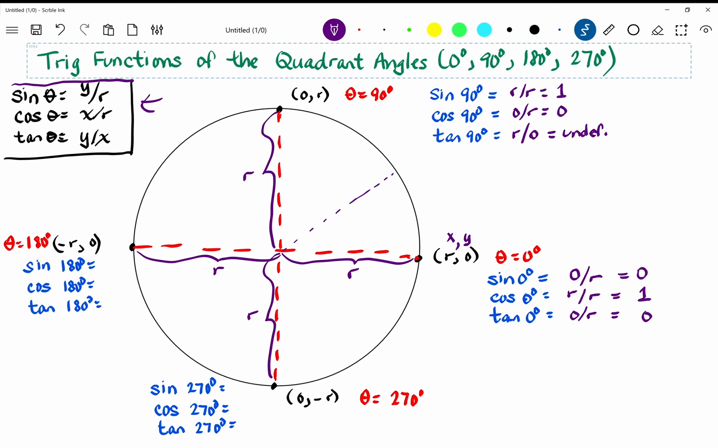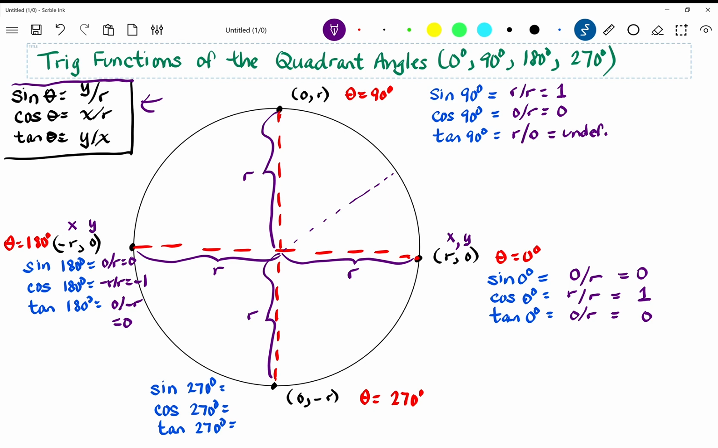Something interesting and new. Coming over here to 180 degrees, we have negative r as the x, and y is 0. So sine of 180 is 0 over r, which is 0. Cosine of 180 is the x coordinate over r, which is negative 1. And tangent of 180 is y over x, so that's 0 over negative r, which is 0.